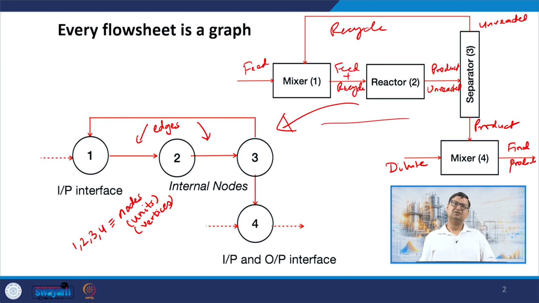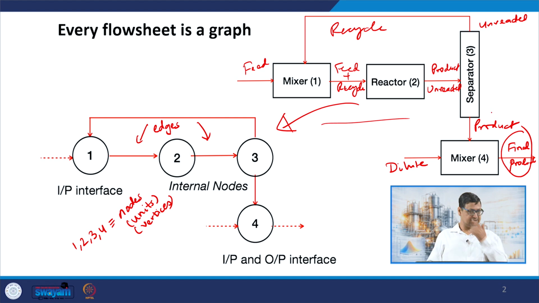And now there are some nodes which are internal to the system. What do I mean by internal? They are not getting any feed, or not getting any output directly outside the process. Let us say the reactor in this case, right? So every input to the reactor is internal to the system. It's not getting a direct feed, right? And every output is also internal because the product is processed later after it comes out of the reactor before we get the final product, right?